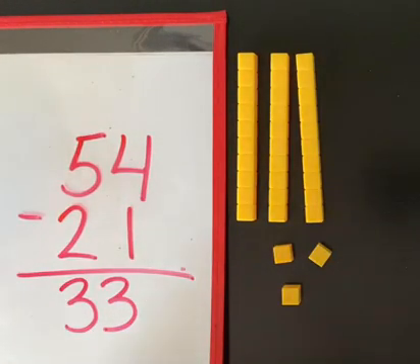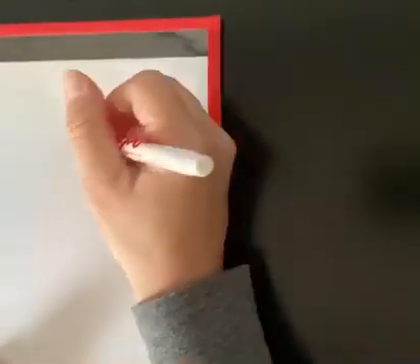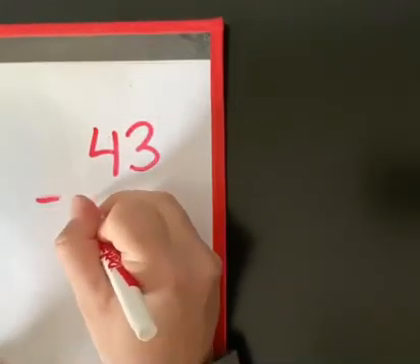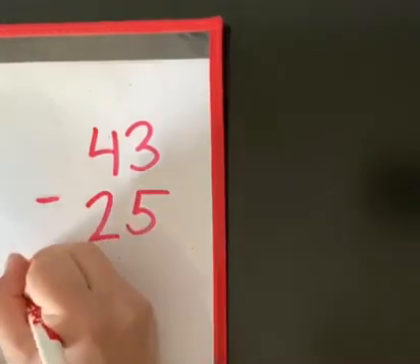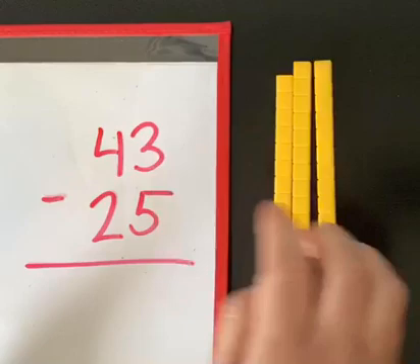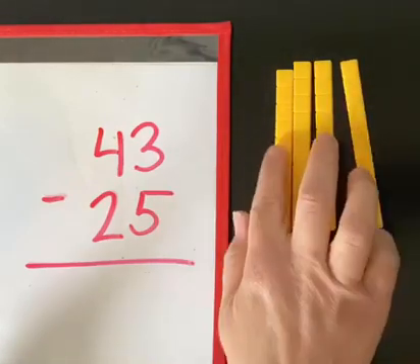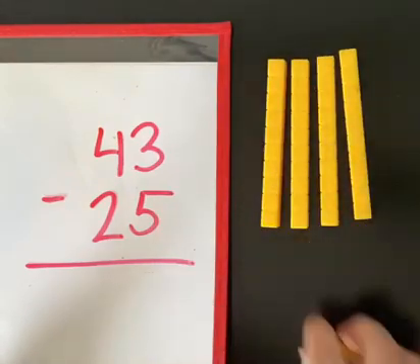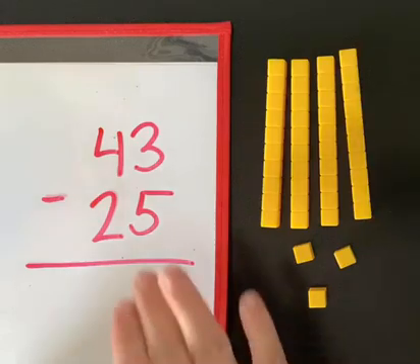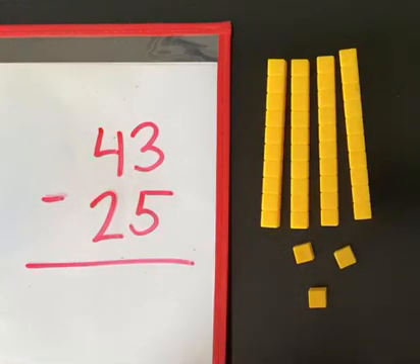Okay, let's try another one. Let's say we have 43 minus 25. Okay, so I'm going to build my larger number. 10, 20, 30, 40, 41, 42, 43. And now I need to take away 25. I can take away 25 because 25 is smaller.